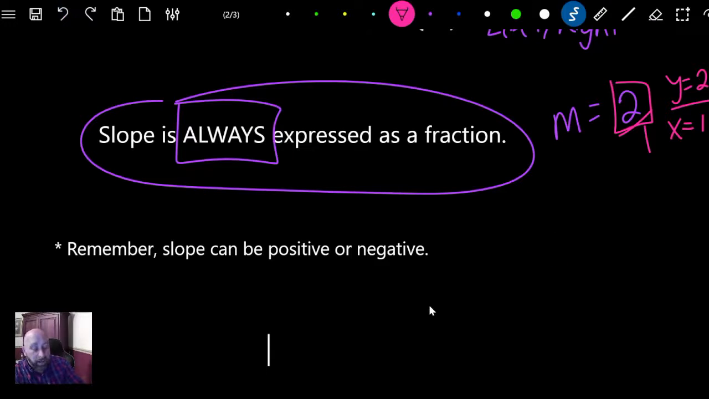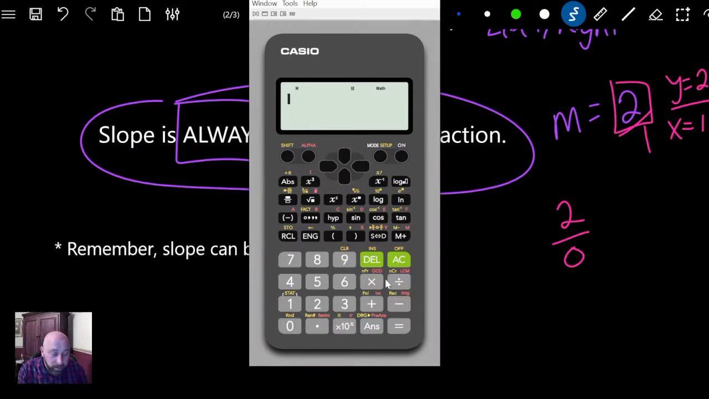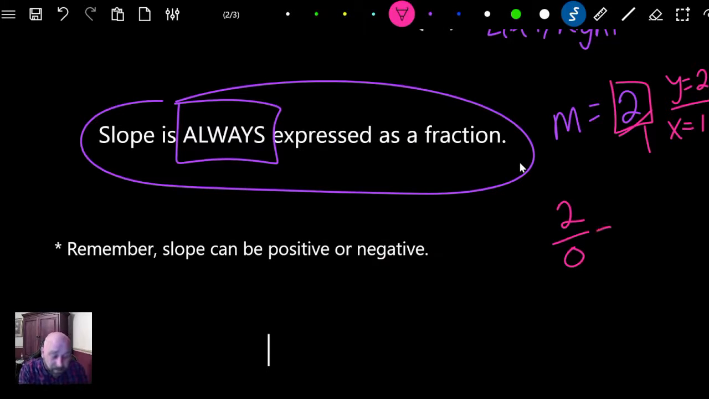Now, check this out. Let's think about this. What happens when you don't have a denominator, or it's a 0? So let's say it's 2 over 0. What happens with 2 over 0? Well, if I pull up my calculator and ask, what is 2 divided by 0? What does that equal? The calculator says math error. So in other words, you can never divide something by 0. That is undefined, or that is a math error.